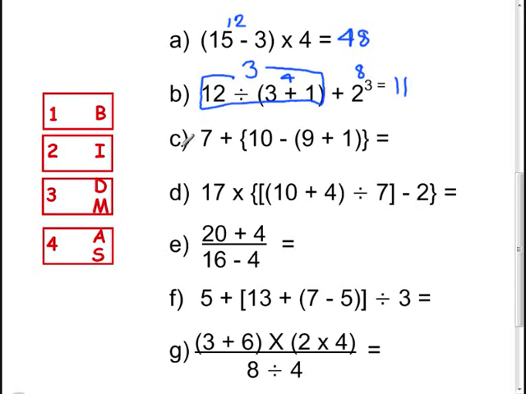On to problem C. We're going to start with our brackets, and in here we've got 9 plus 1. Well, that's 10.